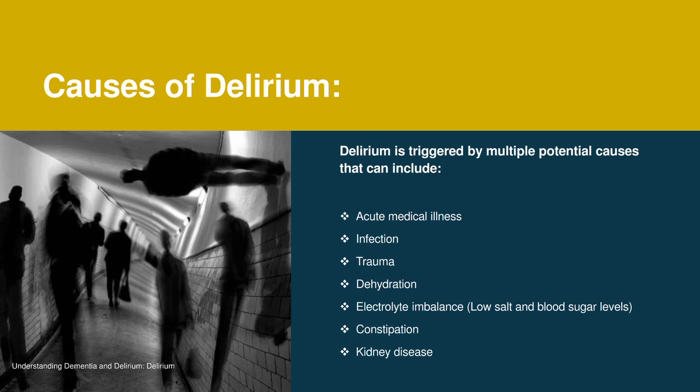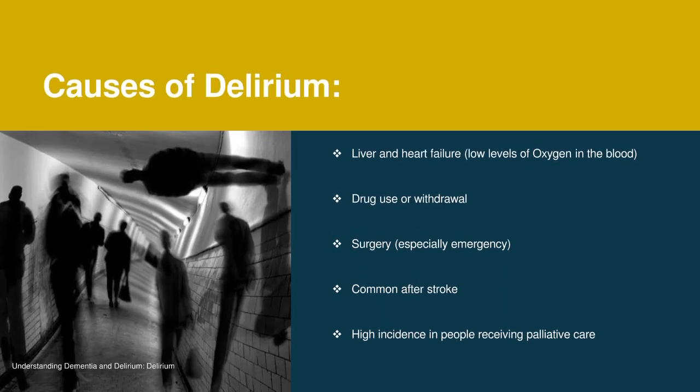The person may be constipated, and somebody who has Lewy body dementia is much more at risk of all these things. And kidney disease. So basically their bodies are going into a state of toxicity. Liver and heart failure. So if the person's not taking in enough oxygen in the blood. Drug use or withdrawal from drug use. If a person's had to have emergency surgery, then when they come round from the surgery, they may become more delirious.